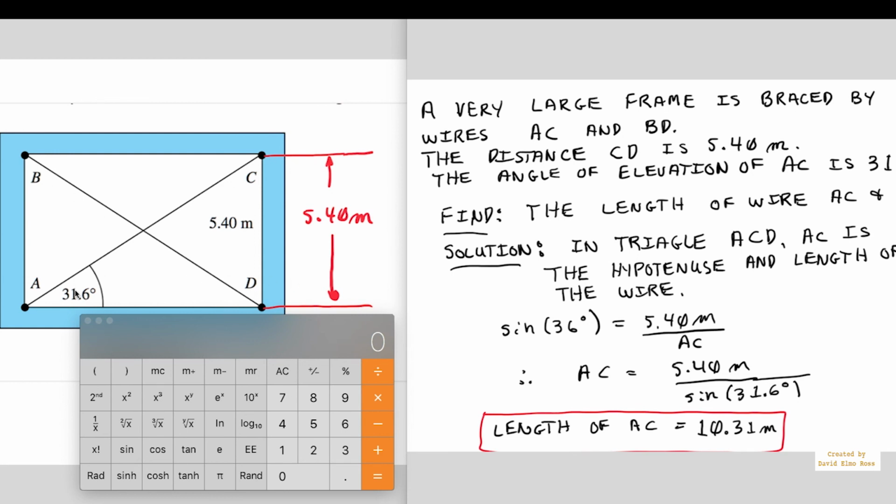In this case, the sine of 31.6 is going to be 5.4 over the length AC. And so if we want the length AC, we can take AC to the other side, and AC is going to be 5.4 over the sine of 31.6. So if we punch in 31.6, take the sine of that, and then we have to put it up top, so that's 1 over, and then multiply that by 5.40, we get the length is 10.31 roughly here. This length here is 10.31. This length is 10.31. So this is a very large frame.